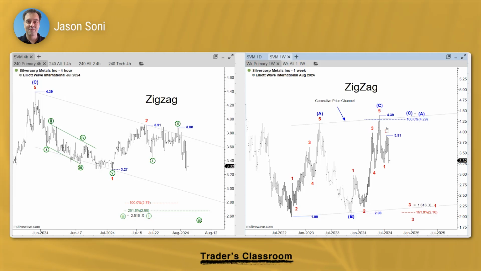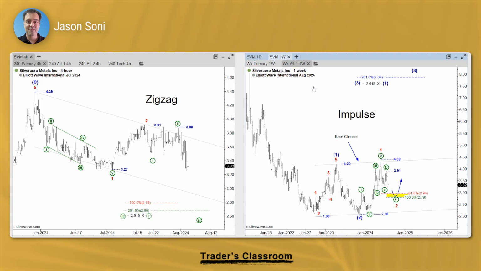Also, it's failed at the equality projection between wave C and A. So this is a perfect area where I'd expect to see the C wave of a zigzag top out. So from what I can see, this looks like a classic zigzag, and the rejection so far is what you would expect to see.